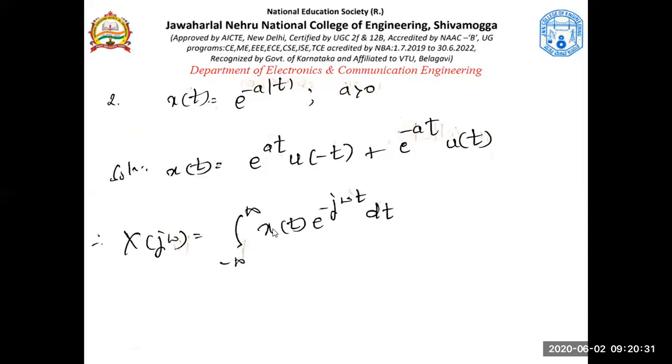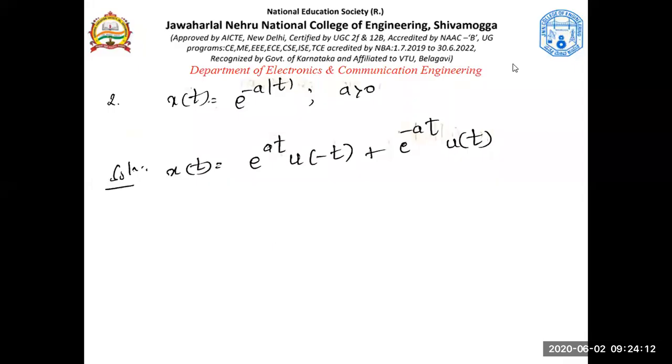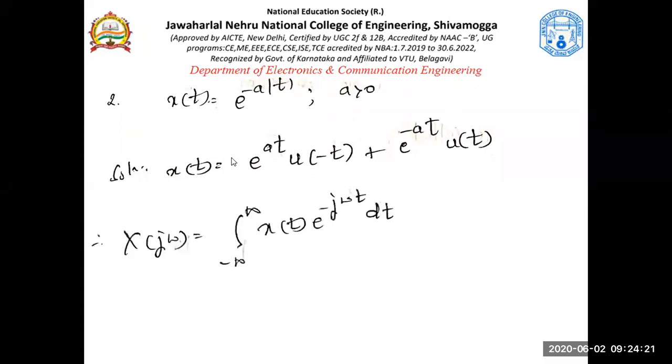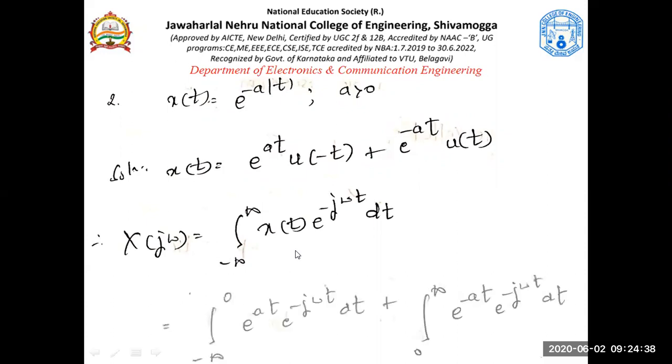Now, x of j omega is there, right? This is the signal I was talking about. This is the equation wherein I'll be substituting this. The integration limit for this term should go from minus infinity to 0, and for this term it should go from 0 to infinity. So that is what we're going to see now. Here it's from minus infinity to 0. Again, this u of minus t is not brought there because it's understood that u of minus t is 1 from minus infinity to 0. So that's eliminated. Similarly here it's from 0 to infinity, and from 0 to infinity u of t is 1. So that also gets eliminated.